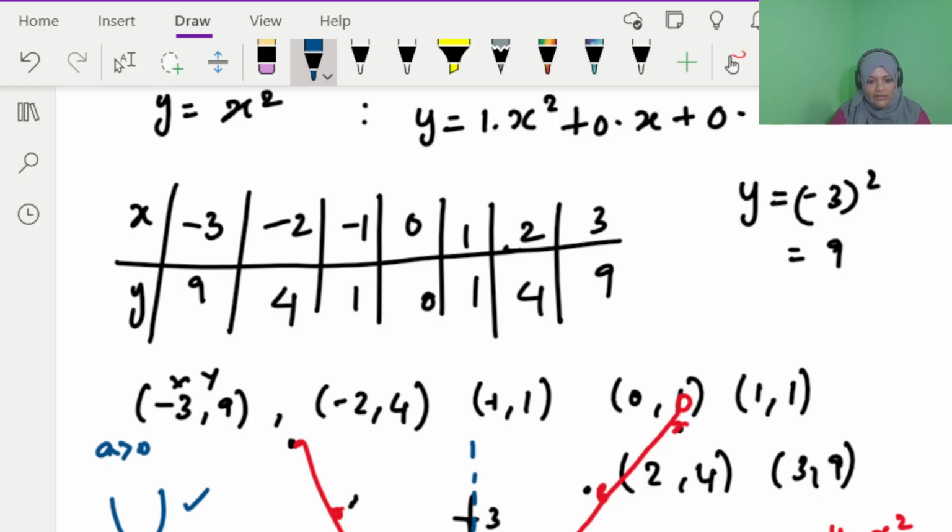Because it touches the x-axis at 0 only, x is 0 there. And for the y-intercept, the y-intercept point is also at 0. So the x-intercept and y-intercept are nothing but 0, comma 0, which is the vertex in this case.